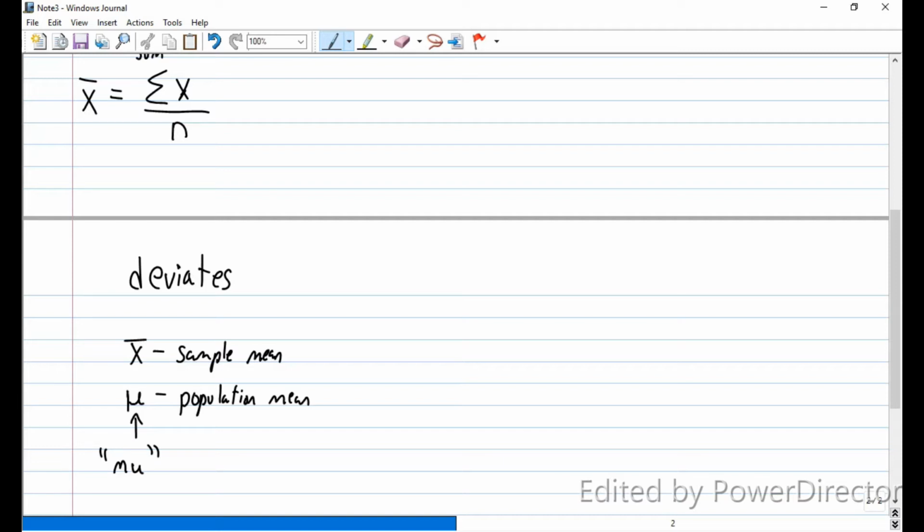All right, so that's the lowercase mu. And the way you find the population mean is the same. You add all of the data items together and you divide by the total number of data items. It's the same thing.